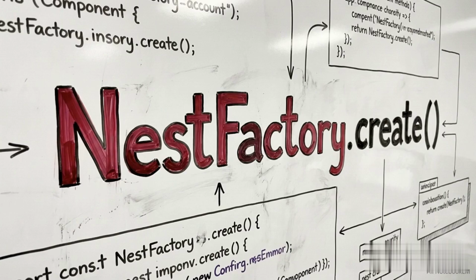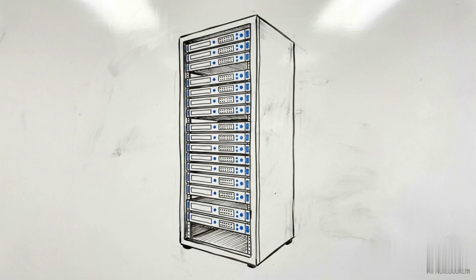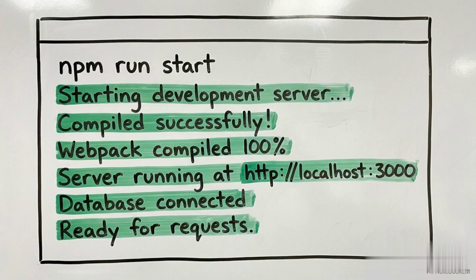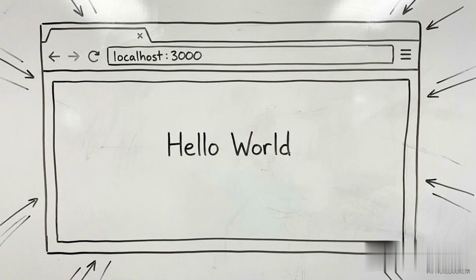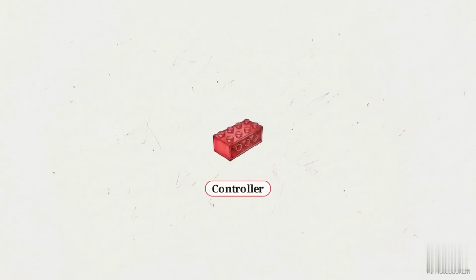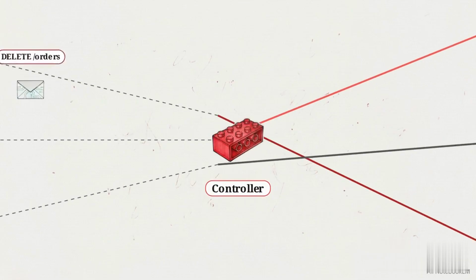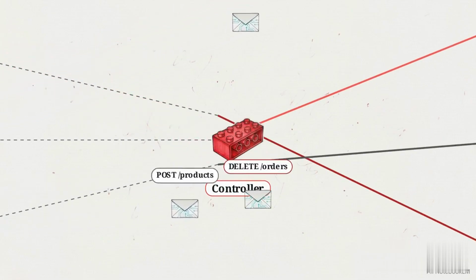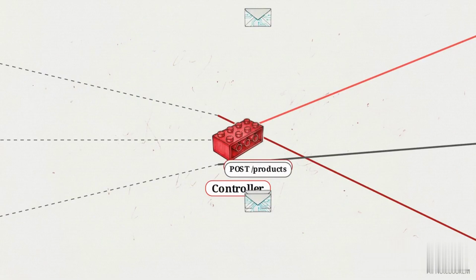Inside this file, we call the NestFactory.create method. This is the entry point that actually bootstraps the underlying HTTP server and gets our application ready to listen for incoming traffic. Running npm run start boots up the local server. Navigating to localhost:3000 in the browser returns a simple hello world, giving us a functional baseline to start building our actual features. To turn this baseline into a working API, we need a way to intercept incoming HTTP requests and route them to the right place.